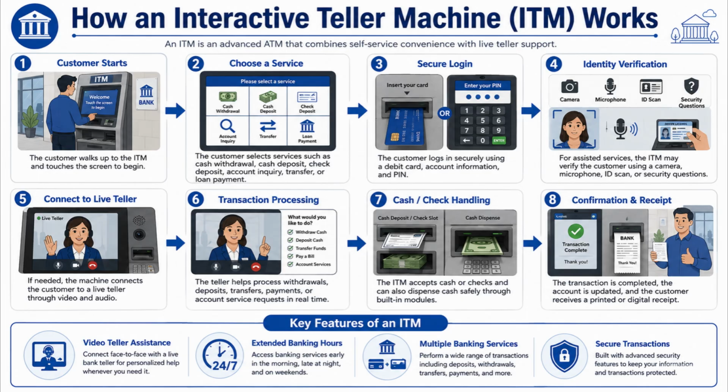This can be done by inserting a debit card, entering account information, or using another approved access method. Then the customer enters the PIN to confirm that they are authorized to use the account. Then, for assisted services, the ITM may verify the customer's identity. It can use a camera, microphone, ID scan, or security questions. This step helps protect the customer's account and keeps the transaction secure.